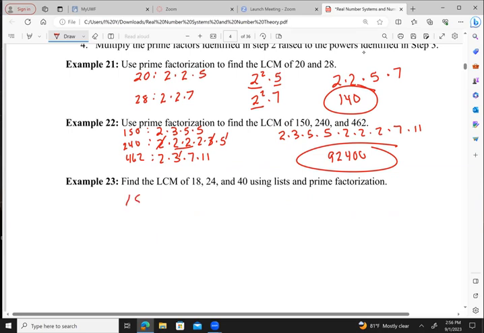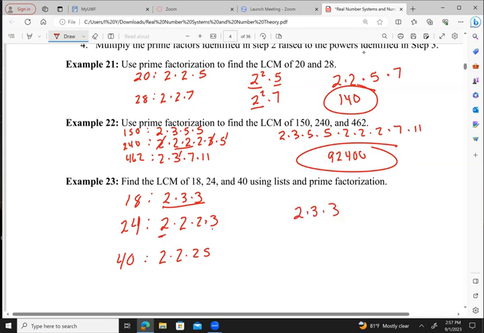I have 18, 24, and 40. Well, 18 is 2 times 9, which is 3 times 3. 24 is 2 times 12, which is 2 times 6, which is 2 times 3. 40 is 2 times 20, is 2 times 10, which is 2 times 5. So look in here, I can take all of these.